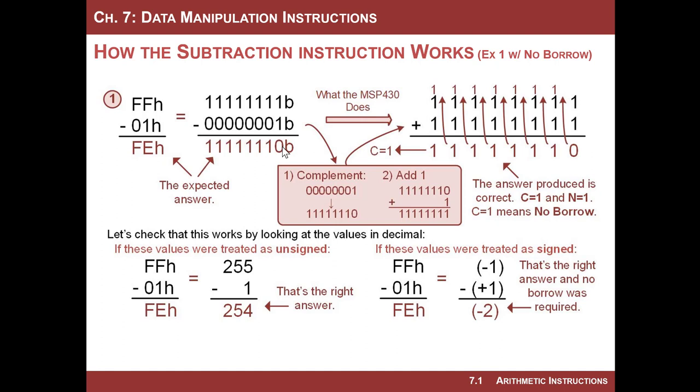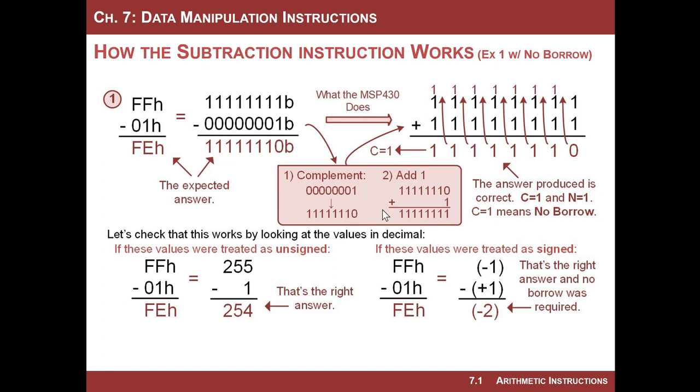Now let's take a look at how you could do this, instead of doing subtraction, using addition, but taking 01 hex and turning it into a negative number. The way you turn it into a negative number is you take the 2's complement negation of it. Let's remind ourselves how 2's complement negation works. It's a two-step process. The first thing is that you complement all the bits in the number. So you take the 00000001 and complement all the bits, so it becomes 11111110. The second step is you add 1 to it.